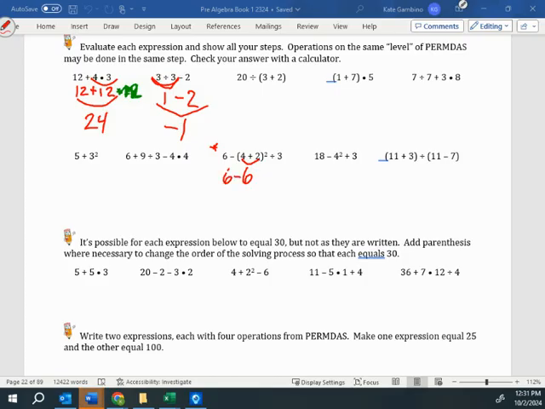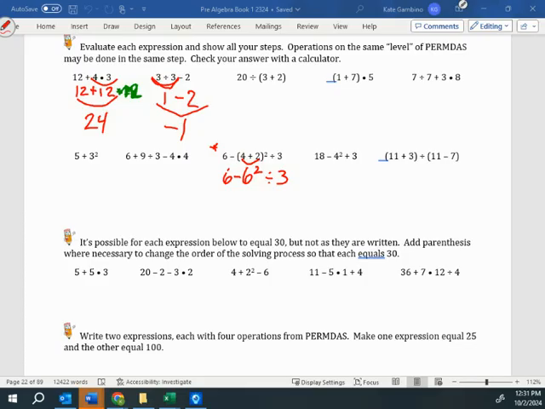So 6 minus that 6. I've got that exponent on the outside of the parentheses. That means that what's inside the parentheses, I'm going to square it. Divided by 3. What's my next step?